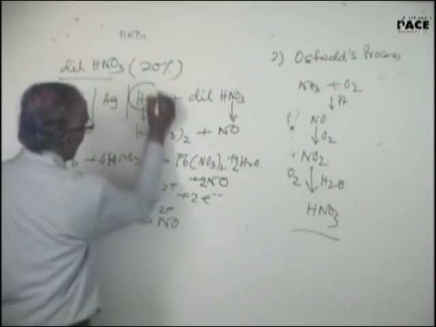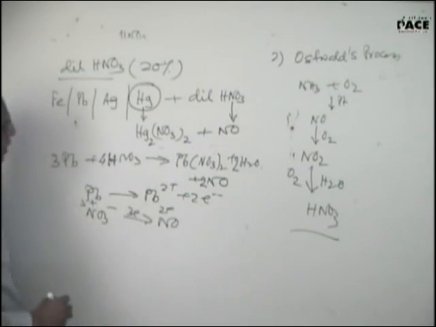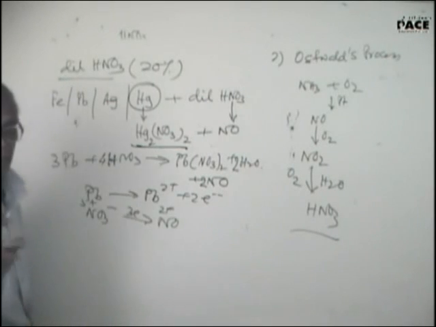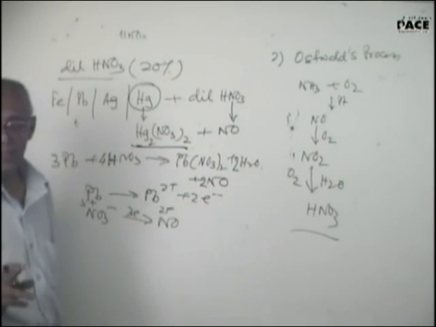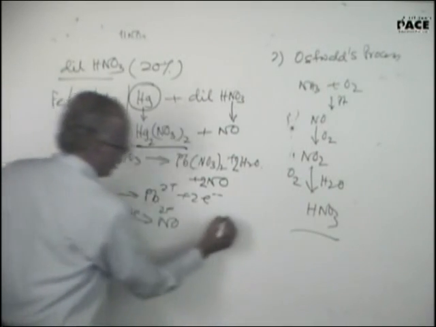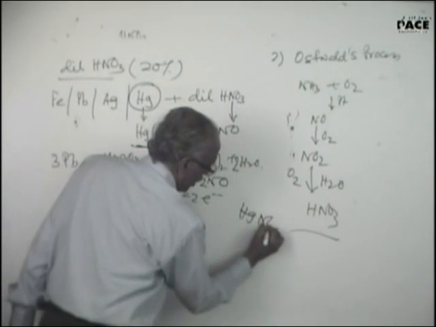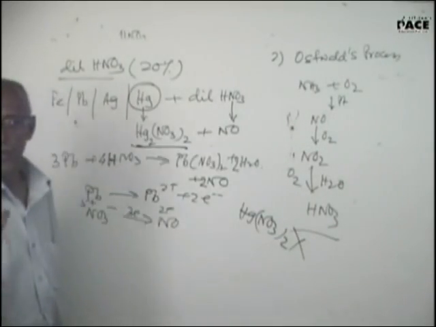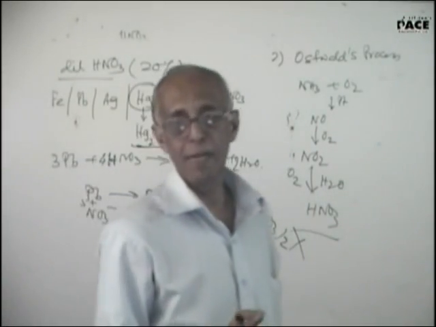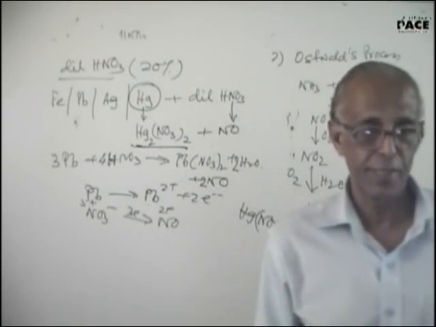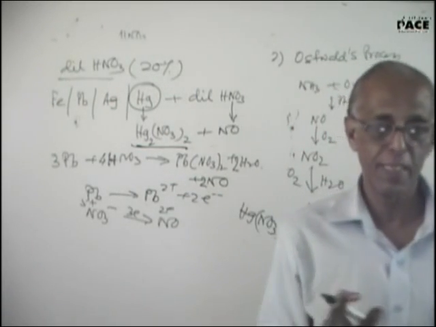Only in case of mercury, you will get mercurous nitrate, not mercuric nitrate. Remember that mercury will give Hg2(NO3)2 and not Hg(NO3)2. With dilute nitric acid, it will give mercurous nitrate and not mercuric nitrate. You have to remember that part very carefully.